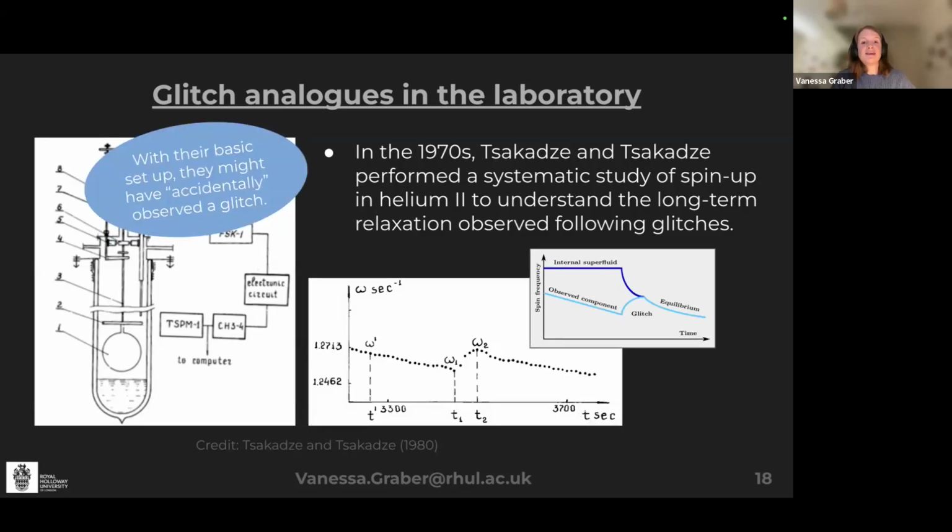But there's one figure in this 1980 paper of what they call a sudden acceleration in the system that they monitored as a function of time. And you do see that this is essentially the rotation rate of one of the cylinders in their experiment. It has this very characteristic spin up, which looks very reminiscent of the actual glitch that we see in the neutron star. So this is potentially the only accidental observed glitch in a lab system.